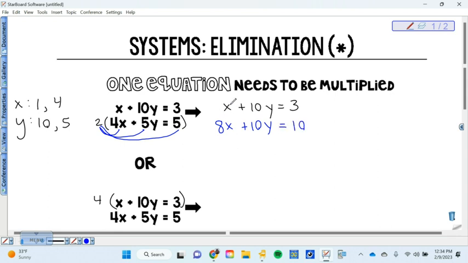So again, comparing coefficients. Am I going to be able to cancel out my x's? I can cancel my y's. What do I need to do? Add or subtract? Subtract. x minus 8x is negative 7x. 10y minus 10y is 0. 3 minus 10.